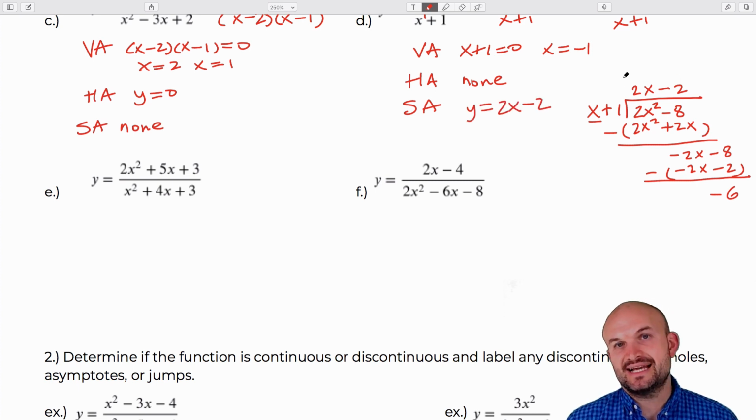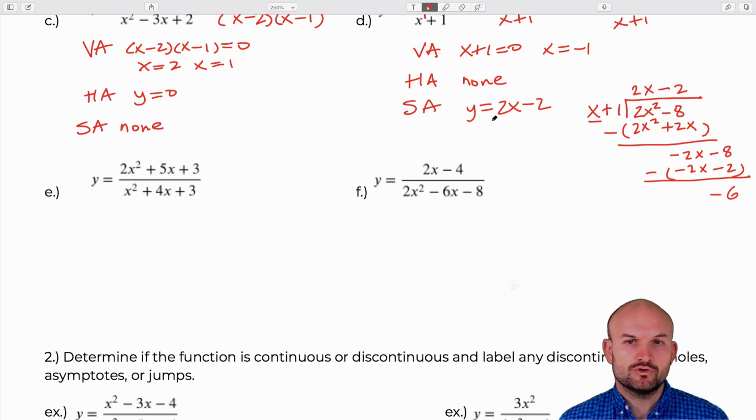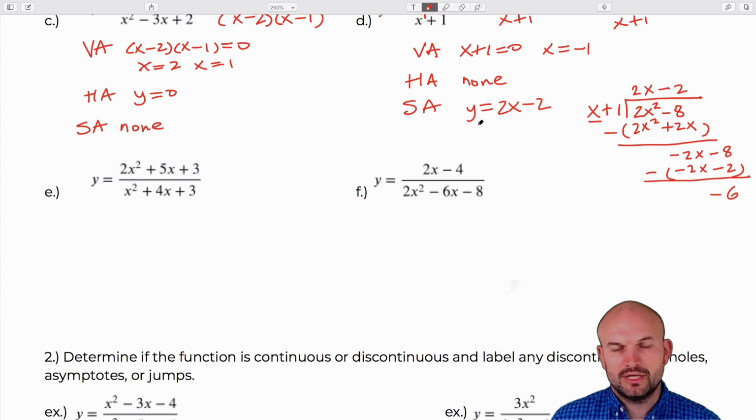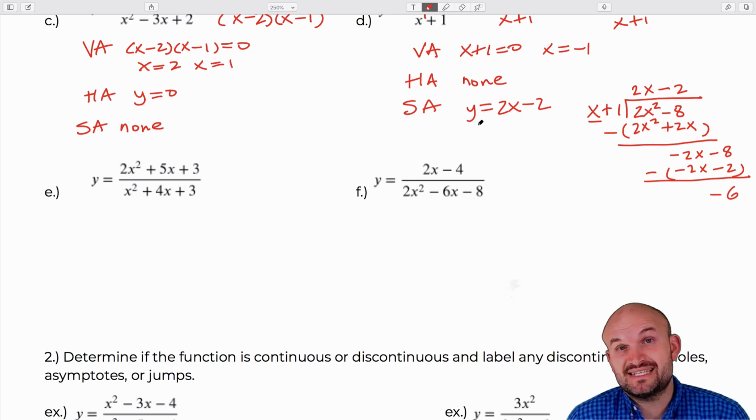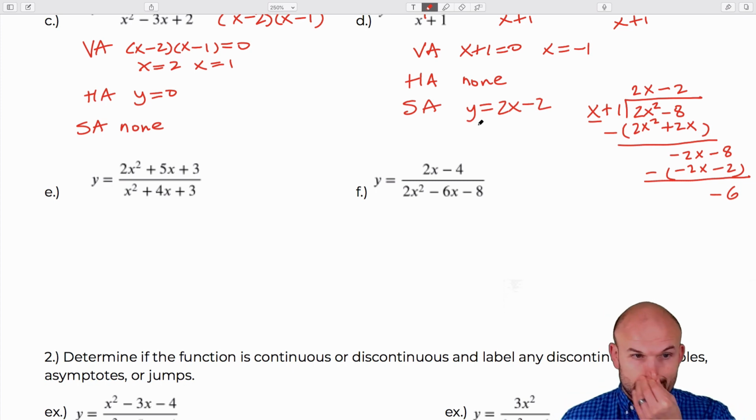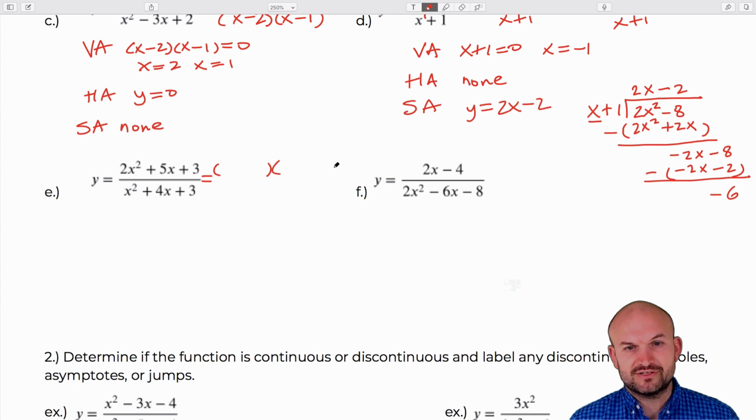So all we're going to do is take the quotient here and just set it equal to y, and that's going to be your slant asymptote. All right, next equation. Again, we'll factor it, see if we have some holes or whatever else may be going on. So here I have a quadratic where a is not equal to 1. So therefore, I'm still going to factor it with the same technique. I know it's going to give me a binomial times a binomial.